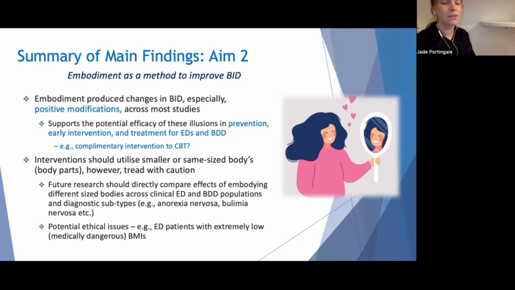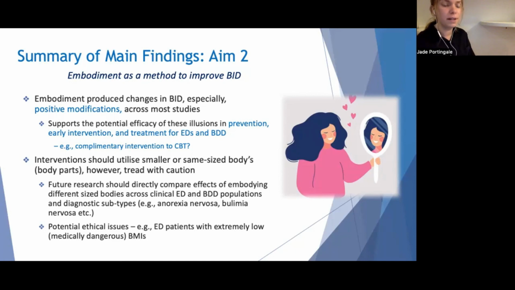However, future research is really needed to directly compare the effects of embodying different sized bodies in these clinical eating disorder and body dysmorphic disorder populations, as well as across diagnostic subtypes, for instance anorexia nervosa, bulimia nervosa, and binge eating disorder, etc. This is because their body image concerns are qualitatively different.